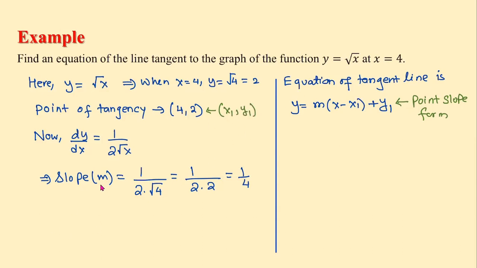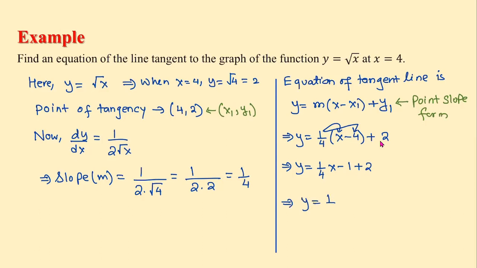Now we can plug in x1, y1 and the slope m into this equation to get the equation of the tangent line. So let's do that. y equal to slope m, you can see it is 1/4 here. Then we have x minus x1, x1 is 4. Then plus y1, y1 is 2. So what I'm getting is y equal to 1/4 multiplied by x is 1/4 x, and then minus 1/4 multiplied by 4 is minus 1. And then we have a plus 2. So the final equation will be y equal to 1/4 x plus 1. So that is the equation of the tangent line.